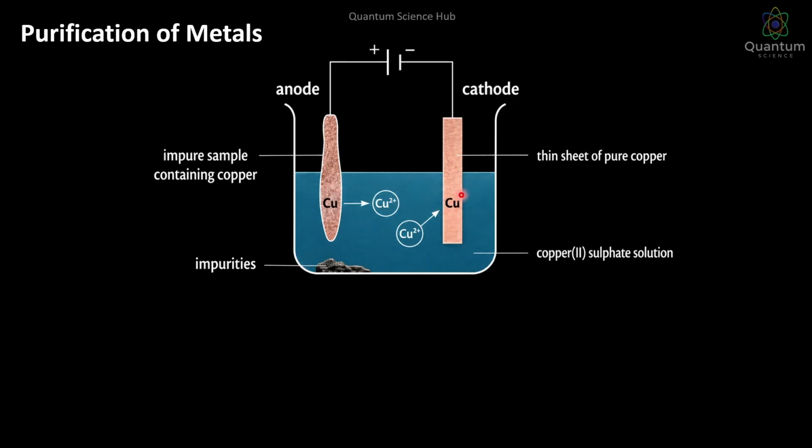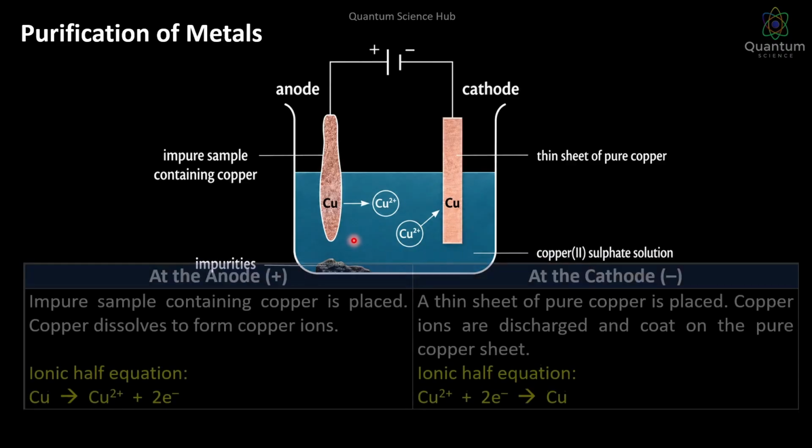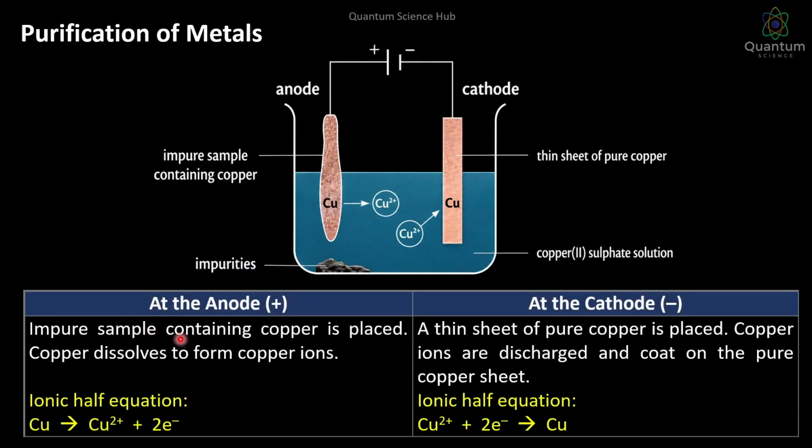Both electrodes are dipped into a salt solution of the metal. I want to remove the impurities from copper, so that's why the electrolyte also contains a copper salt. In this case, I'm using copper 2 sulfate solution. The impurities will sink to the bottom of the beaker. So what will happen at the anode? The impure sample containing copper is placed and the copper dissolves to form copper ions. Okay, so it will form copper ions.